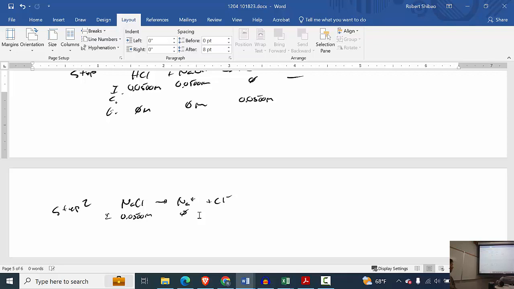So we can say 0, 0. And so this is going to go to completion. So we're left with 0.0500 more sodium ions and 0.0500 more chloride.